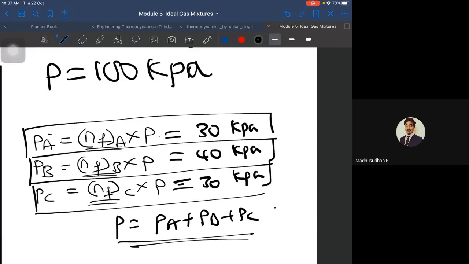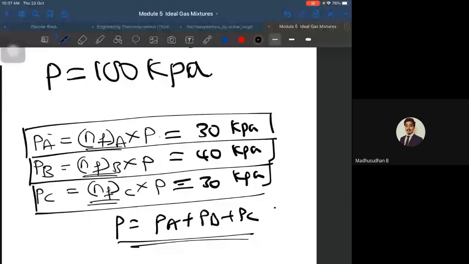So this is a simple problem in order to understand the mole fraction. To completely understand the mole fractions concept, the next problem is important, guys. Listen. Until now, how many problems have you solved? Three problems. In all three problems, they gave us the volumetric analysis, that is, the volume fractions, and we calculated the mass fractions out of it. That means you converted the volumetric analysis into the gravimetric analysis, the mass analysis.